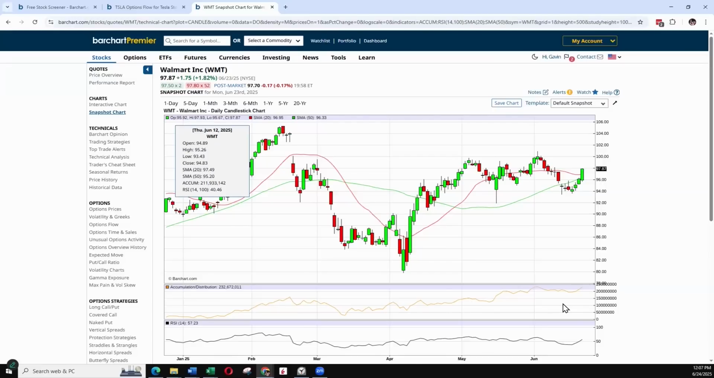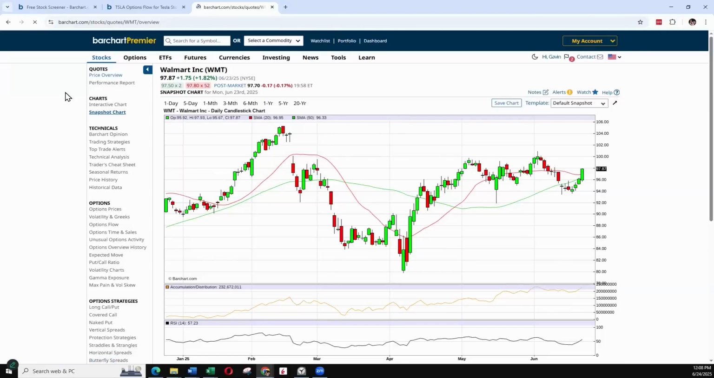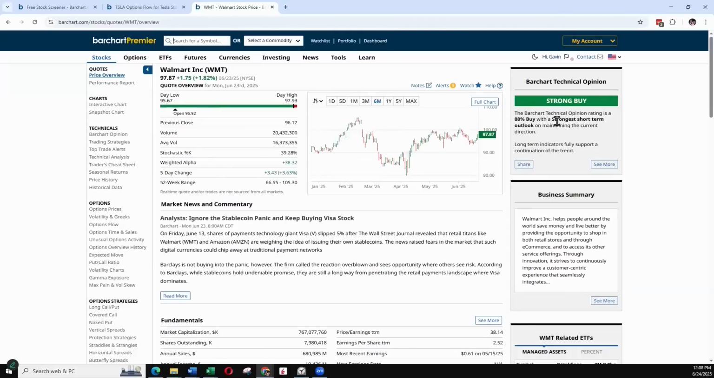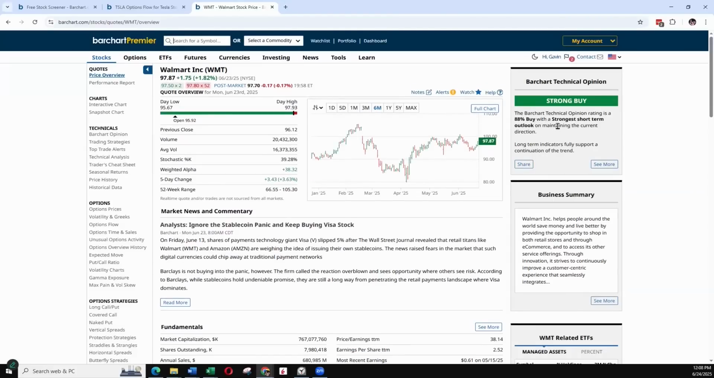So with a stock like Walmart, it's a blue chip stock. This is a great underlying stock for trading cash secured puts. I'm just going to quickly go and check the main stock page. We've got a really nice strong buy signal, 88% buy, strongest short-term outlook.